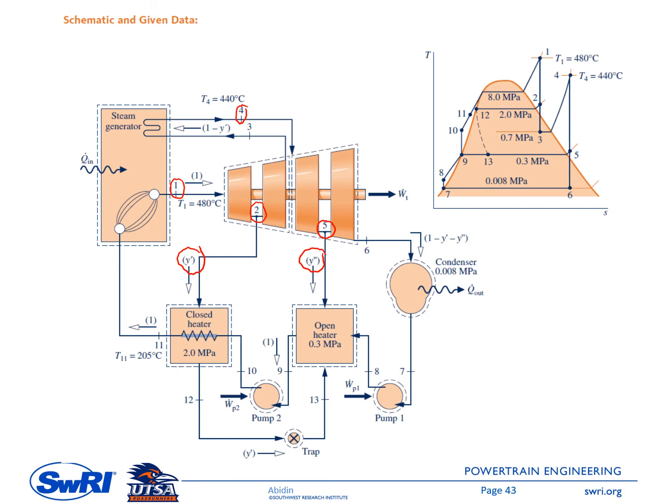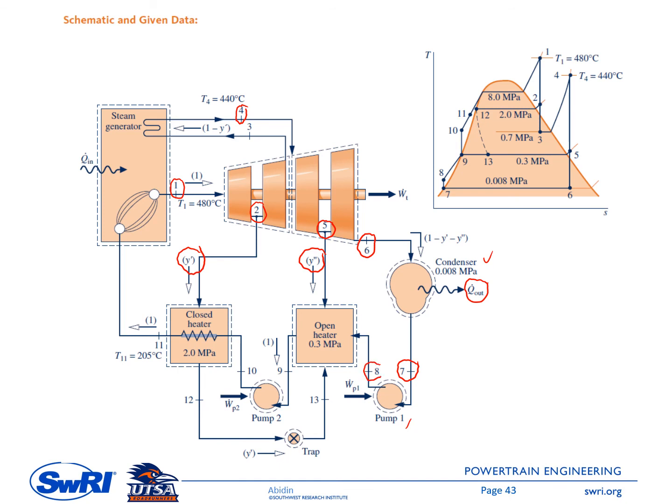Exiting the last turbine stage, it is step number 6 here, and then it flows through the condenser at the pressure of 0.008 megapascal. There will be heat transfer going out of the working fluid when it flows through the condenser, and then 7 here is the exit point of the condenser. This is saturated liquid, and this condensate is pumped by pump number 1 to the open feed water heater.